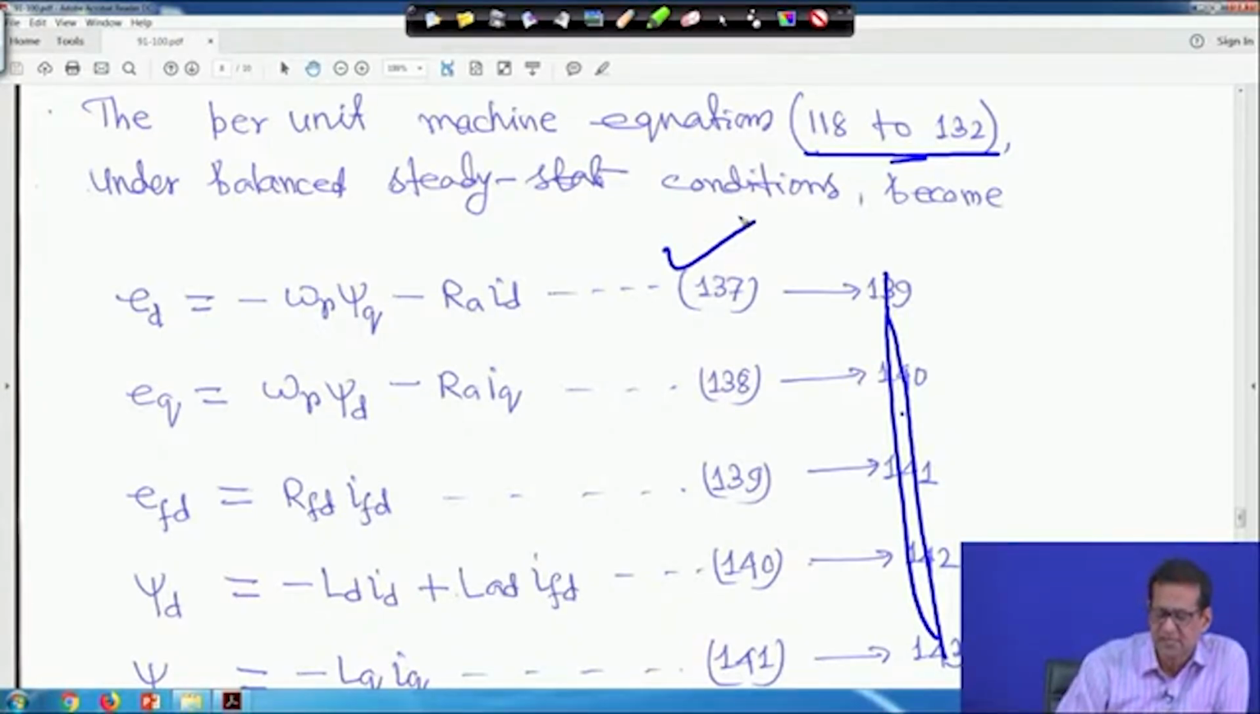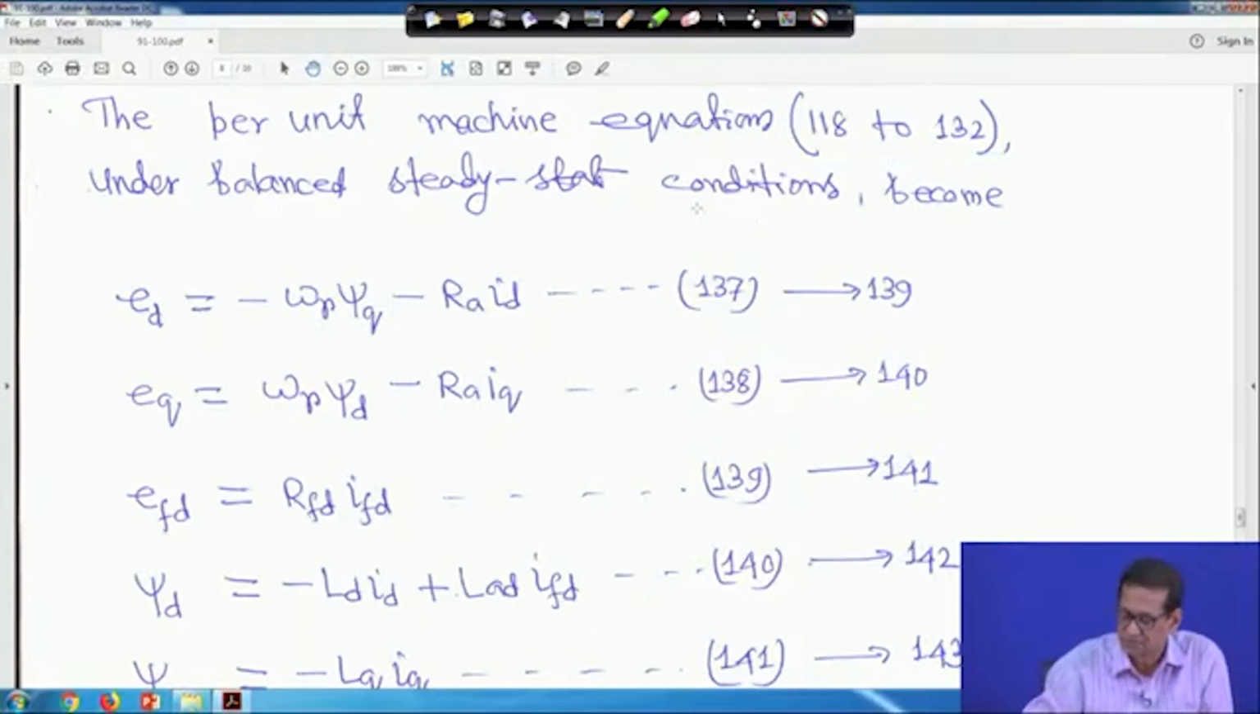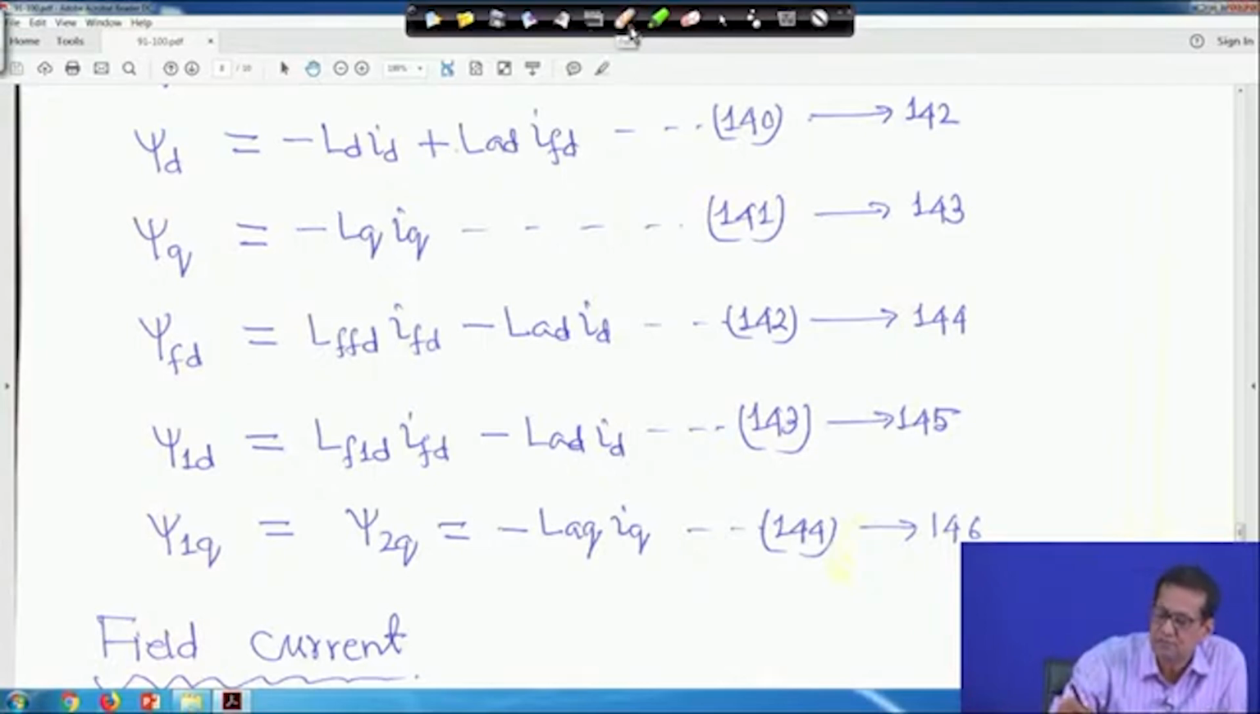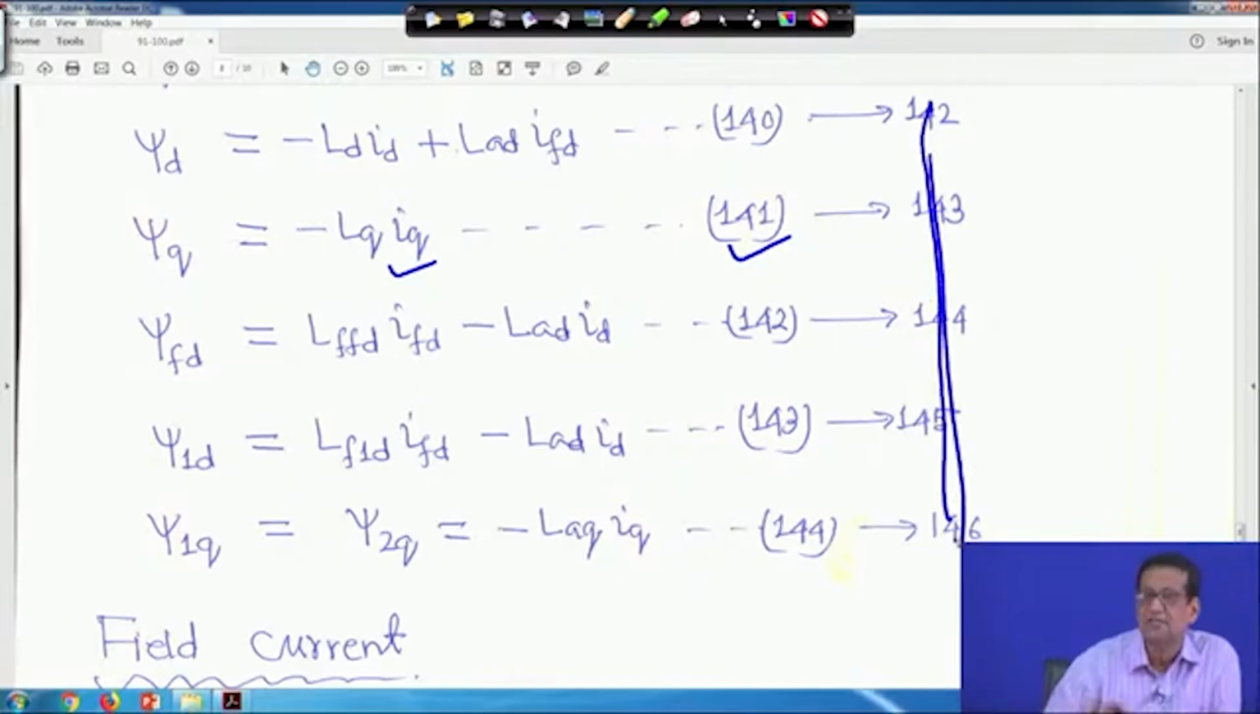Similarly, eq is equal to omega r psi d minus ra iq. So this is equation 138. And similarly, efd is equal to rfd ifd. This is equation 139, and psi d is equal to minus Ld id plus Lad ifd. This is equation 140. Similarly, psi q is equal to minus Lq iq.